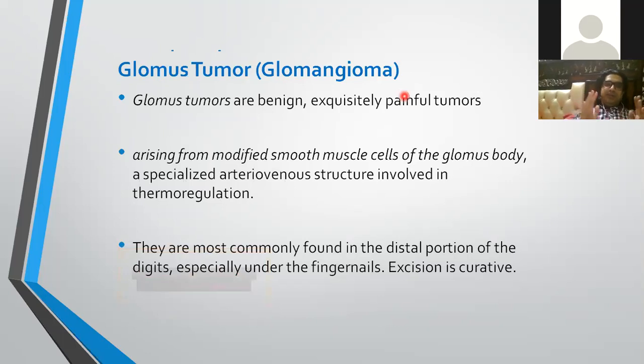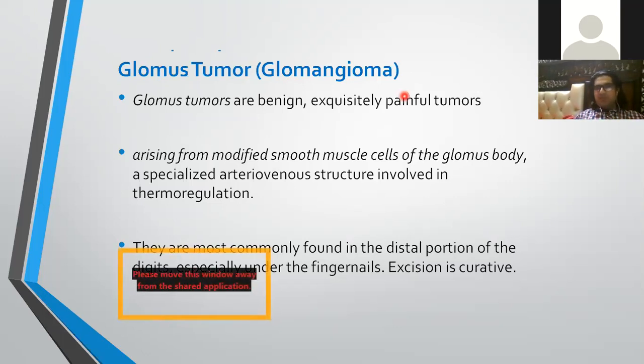So we did the benign vascular tumors, and the simple classification is hemangioma versus lymphangioma. Hemangioma, capillary hemangioma and cavernous hemangioma, and lymphangioma, capillary lymphangioma and cavernous lymphangioma.